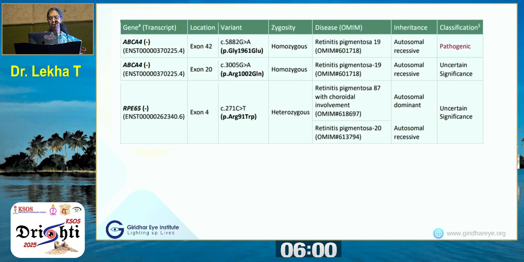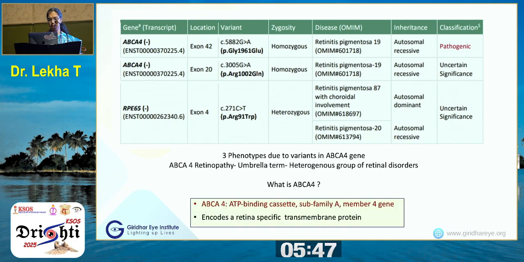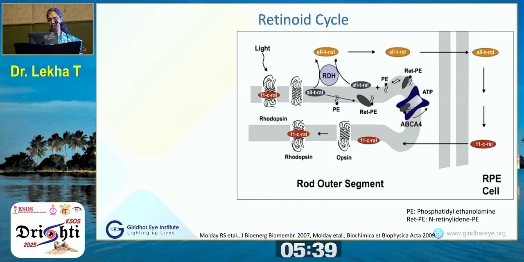So I showed you three different phenotypes. All had a problem in the ABCA4. So this ABCA4 retinopathy is actually a broad umbrella term and involves a heterogeneous group of conditions. So let us try to understand a little more about ABCA4. ABCA4 stands for ATP binding cassette, subfamily A, member 4 gene, and it encodes a very retina-specific transmembrane protein, which has an important role in the retinoid cycle.